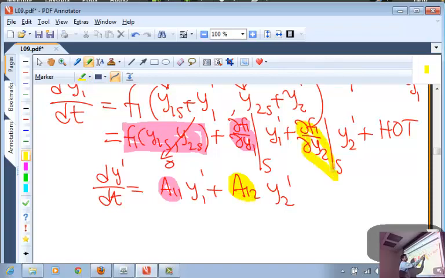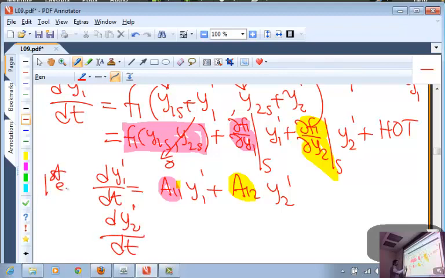Now I can calculate these numbers because I know the function, so I take the derivative of the function with respect to y1 and evaluate it at the steady state. That's how the steady state gets into the problem. Okay, so a1 and a2 depend on y1s and y2s, the steady state values. And when I do the same thing for the second equation, I will get dy2 prime dt. This is the first equation. This is the second equation. Okay, and this will be equal to a21 y1 prime plus a22 y2 prime.